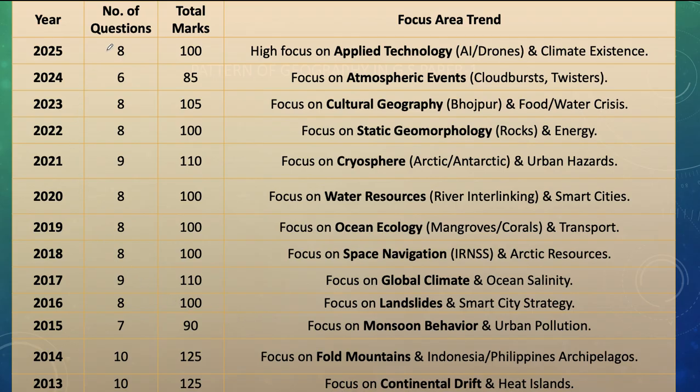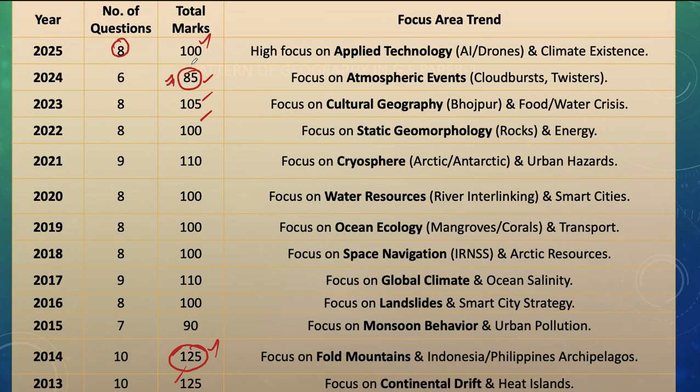Overall, if you look at the pattern of the examination, on average every year 8 questions are asked from the geography segment, or at least 100 marks are picked from the geography segment. Even if you look at the last 10 to 12 years, on average, a maximum of up to 125 marks was asked in 2013 and 14. Apart from that, the lowest marks asked from the geography segment was in the UPSC 2024 Mains exam, 85 marks.